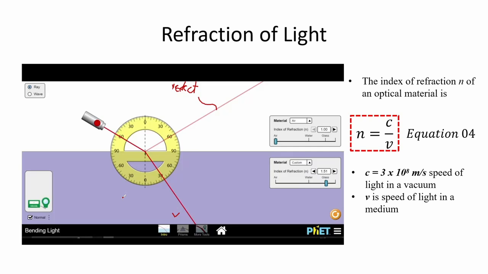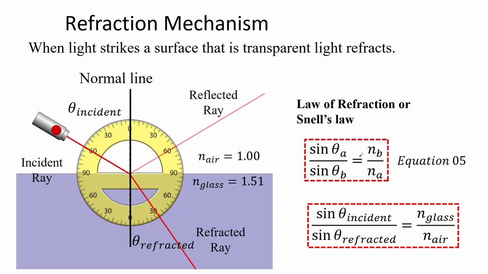This refracted ray becomes more apparent when we replace water with a material such as glass. The physical quantity that differentiates among these materials is its index of refraction, which is given by equation 2, where c is the speed of light and v is the speed of light in the medium. The relationship between the incident and the refracted light is given by the law of refraction, or Snell's law. Here we see that the ratio of the sines of the angle of incidence and angle of refraction is equal to the inverse ratio of their indices of refraction.